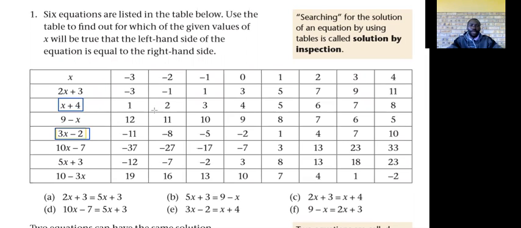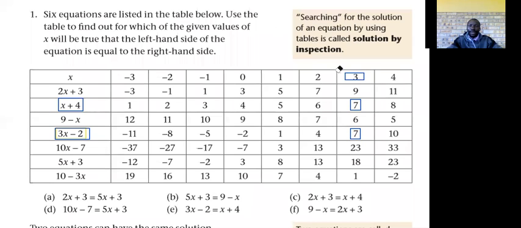So we have to look for what? The values that are the same here and also there. So we check, this is not the same as that. These two are not the same, and also these are not the same. These ones are the same, okay? So this one here is the same as that one. And so the value of x for this question is 3.